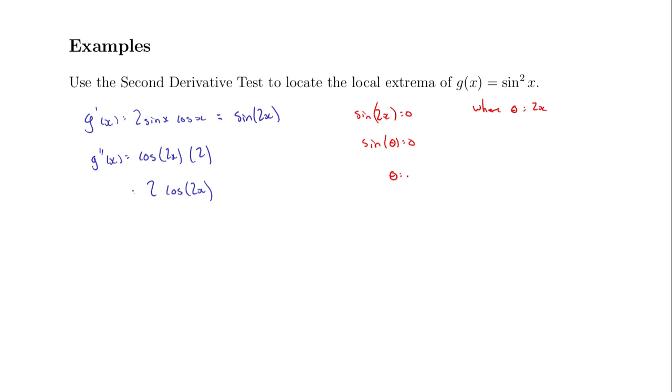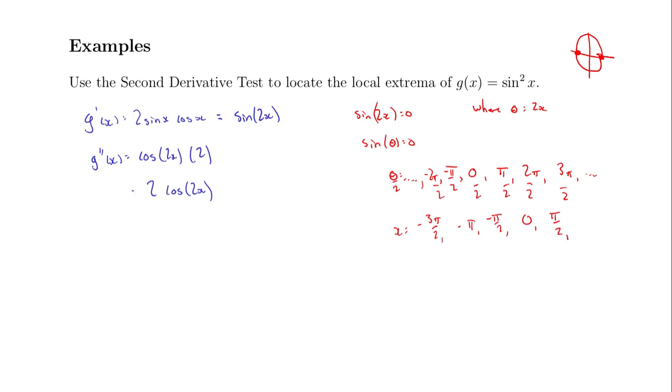And this is when theta is, maybe I'll draw my unit circle so you can see what I'm talking about. There and there. So this is when theta is 0, pi, 2 pi, 3 pi, etc. But then also all the negative versions. So that means that 2x is that. So x is all these things divided by 2. So x is negative 3 pi over 2, negative 2 pi over 2, I'll just call that negative pi, negative pi over 2, 0, pi over 2, pi, 3 pi over 2, etc.